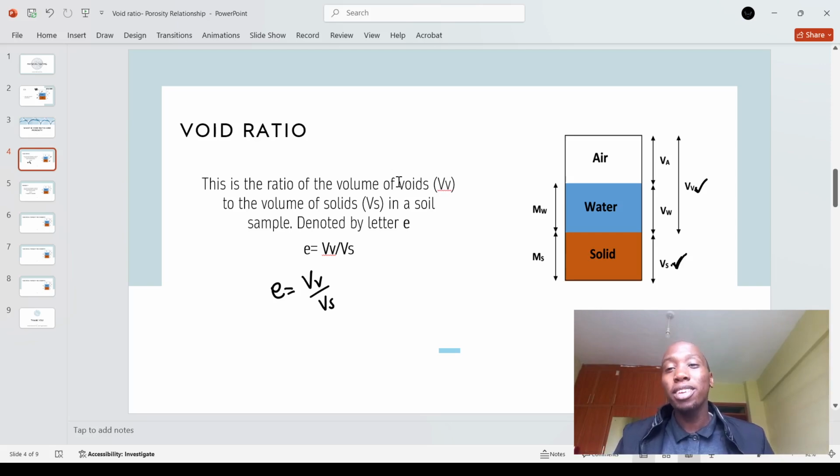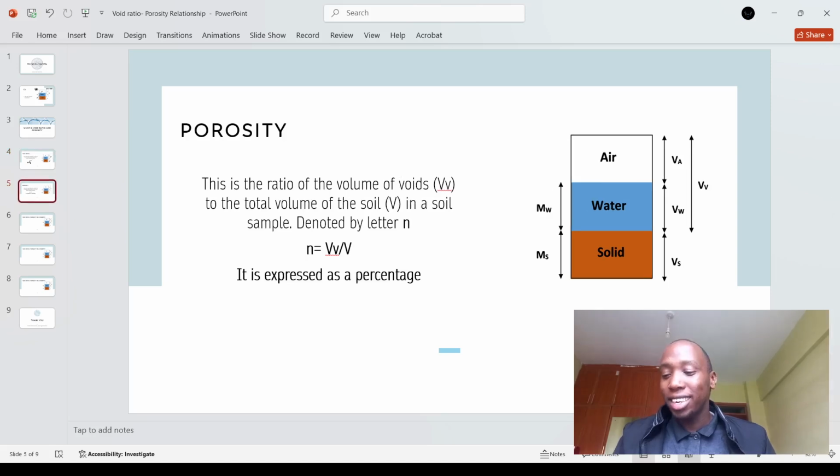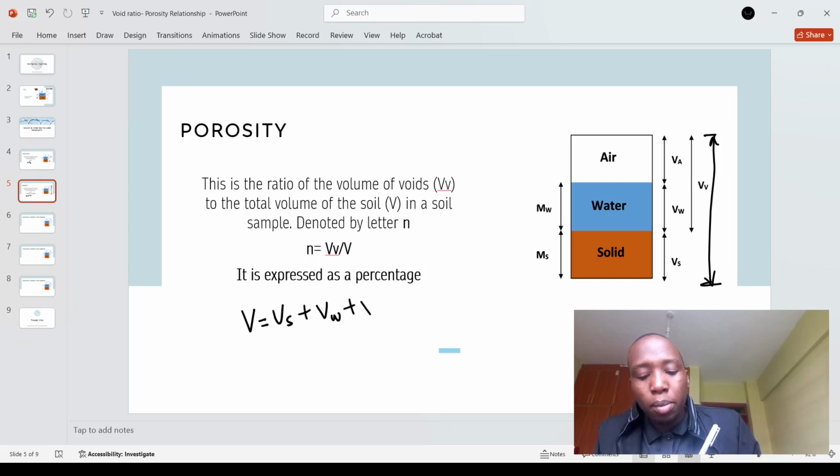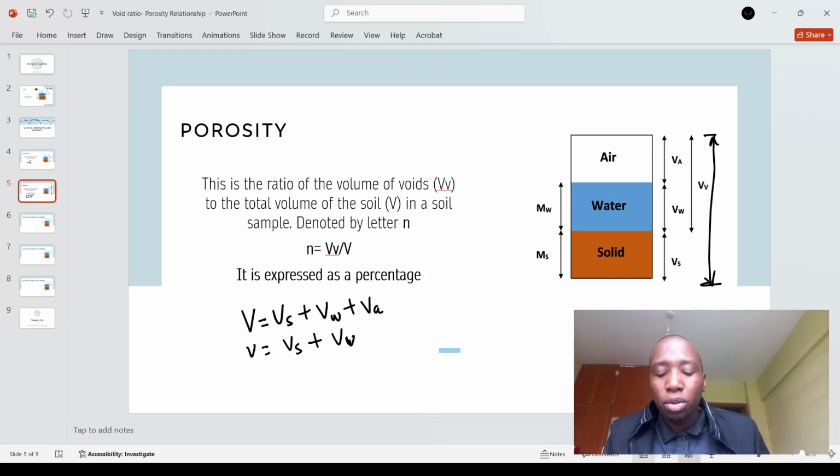So what is porosity? Porosity is the ratio of the volume of voids to the total volume of the soil, V. So what is the total volume of the soil? V is equal to the volume of solids plus the volume of water plus the volume of air, which can also be represented as the volume of solids plus the volume of voids. It's important for you to see that. And always, porosity is expressed as a percentage.